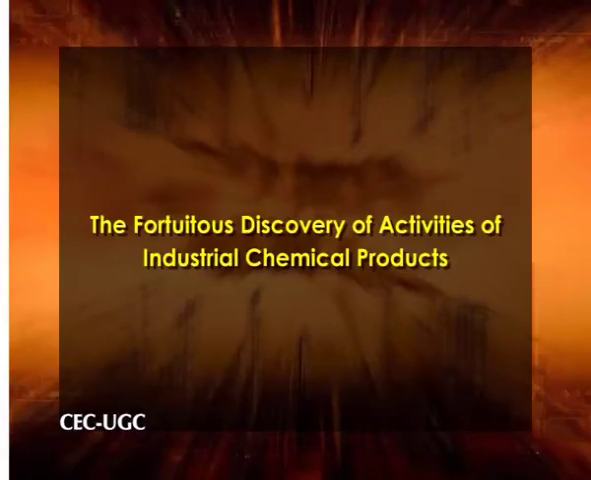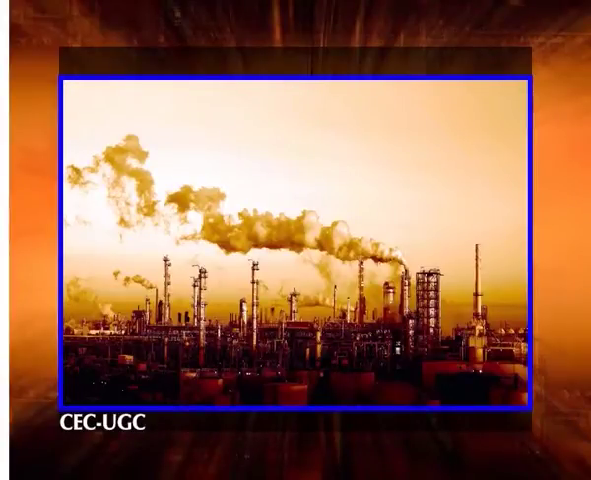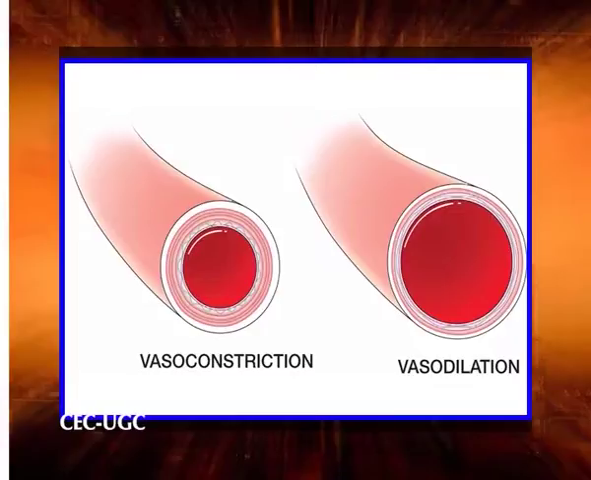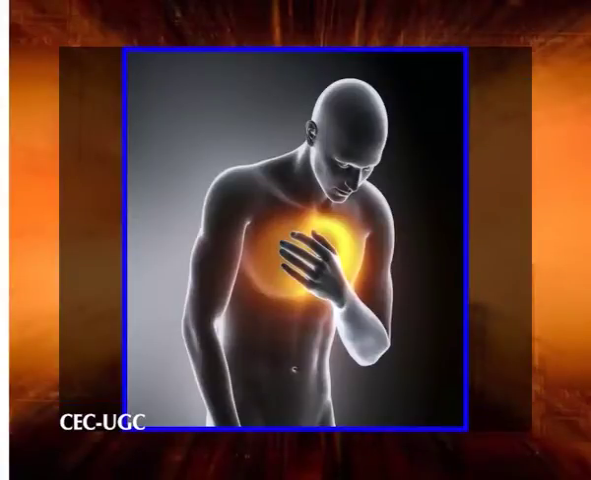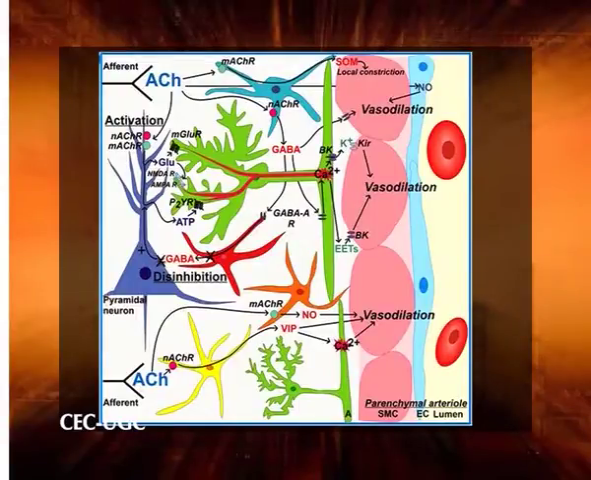Another category is the fortuitous discovery of activities of industrial chemical products. During the industrial manufacture of nitroglycerine, toxic manifestations due to this compound, particularly strong vasodilating properties, were observed in workers. From there came the utilization of this substance and later on of other nitric esters of aliphatic alcohols in angina pectoris and as cerebral vasodilators.